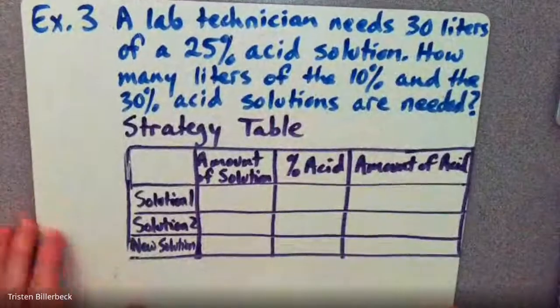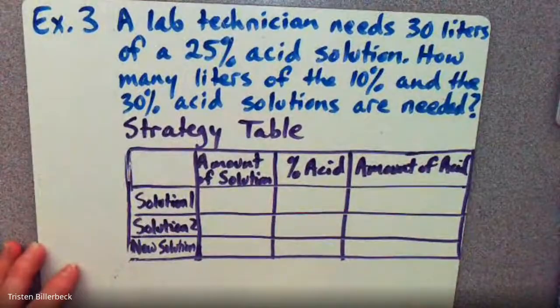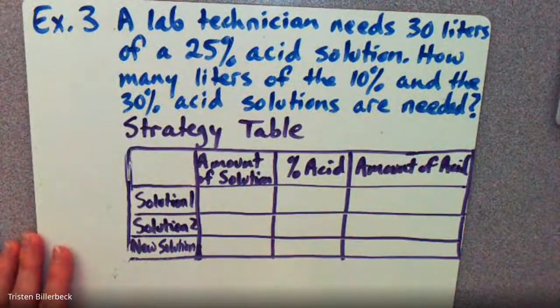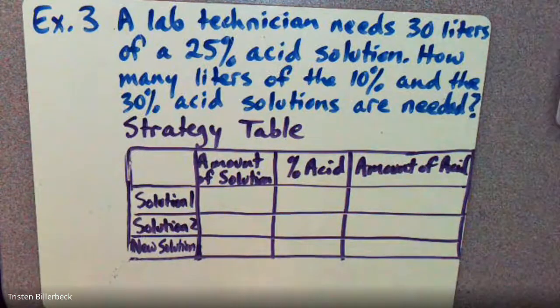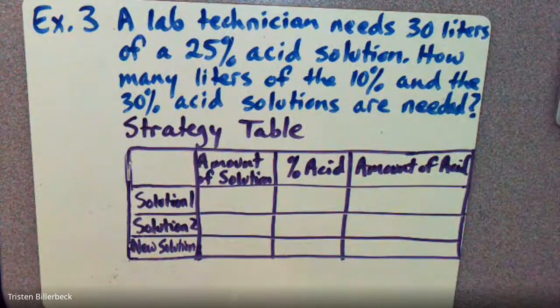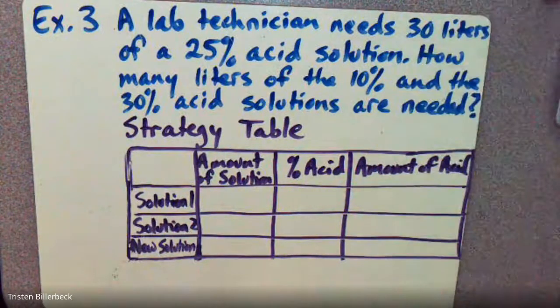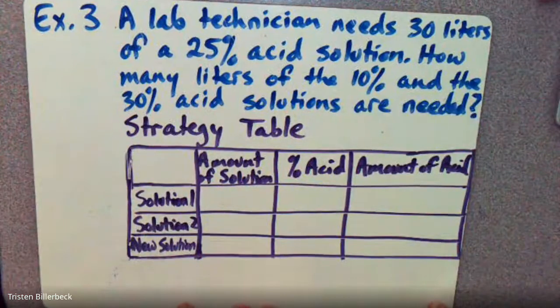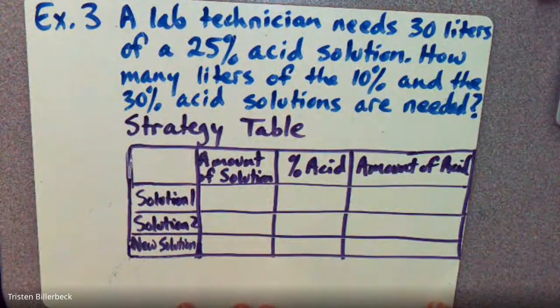All right, this is another favorite problem that will always pop up, so we must understand this one. I borrowed this one from, I think it was even Algebra 2 brought this up again. I just really like this chart format. It's not in your book, but I like the charts and how they organize. So we have a lab technician who needs 30 liters of 25% acid solution. How many liters of 10% and 30% acid solutions are needed?